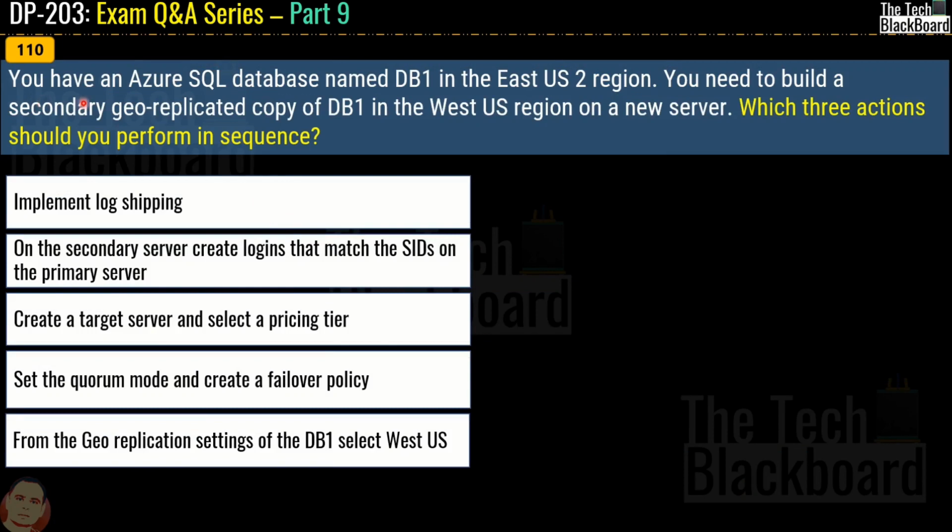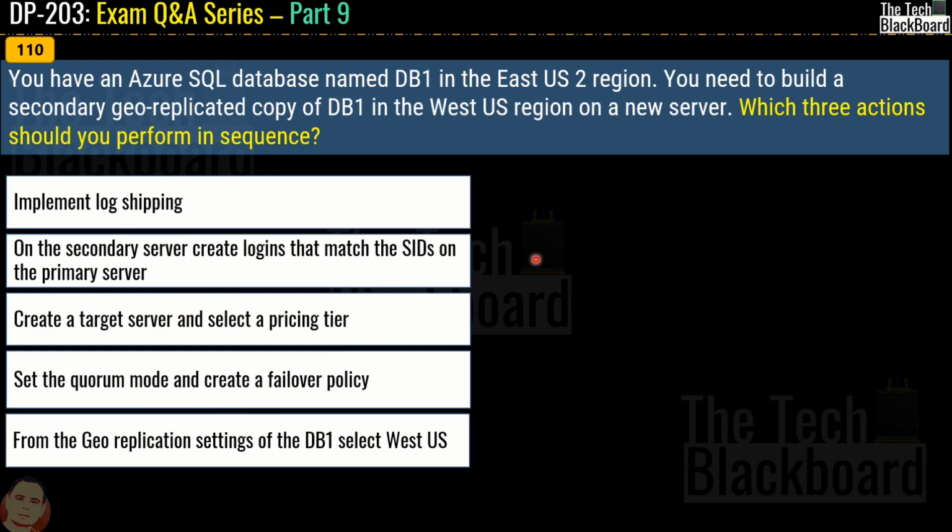And the question says that you have an Azure SQL database named DB1 in the East US 2 region. You need to build a secondary geo-replicated copy of DB1 in the West US region on a new server. Which 3 actions should you perform in sequence? And down here, you are given 5 actions. You have to pick any 3 of them in correct sequence.